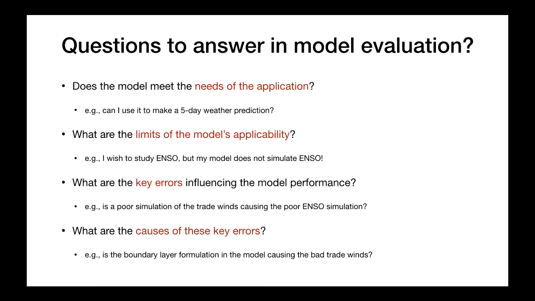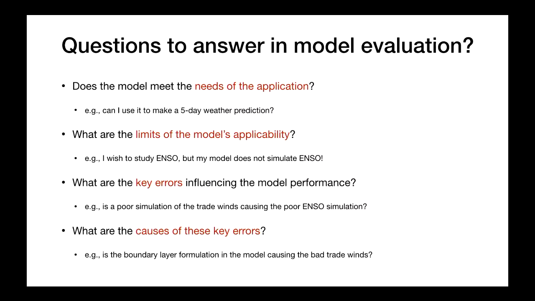If you want to apply your model to something like making a prediction, does the model meet the needs of this application? Is it useful to make a 5-day weather prediction? Just to give you a very black and white example, if you wanted to make a 7-day weather forecast, you cannot use a regional model. Your model has to be global because the weather travels around the globe, and to do something 7 days in advance, it has to be a global model. So a regional model would not be fit for purpose for a 7-day weather forecast, right?